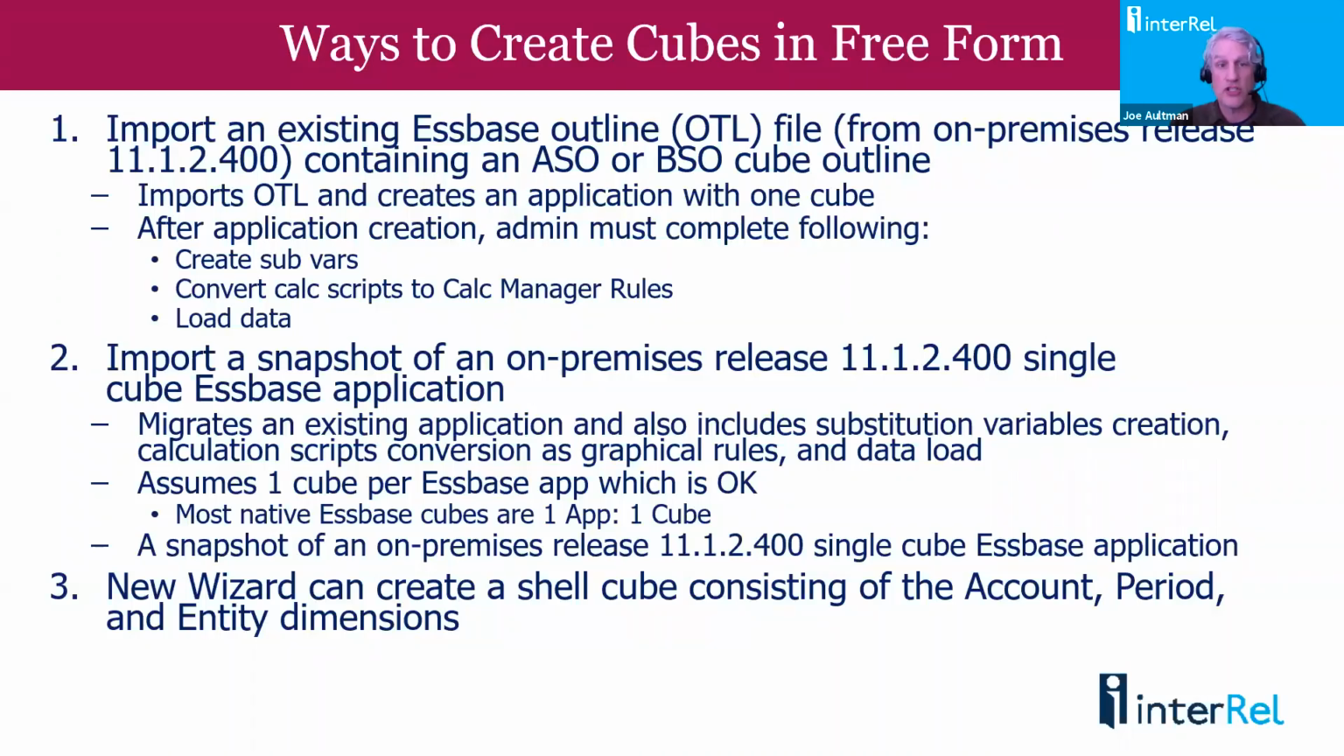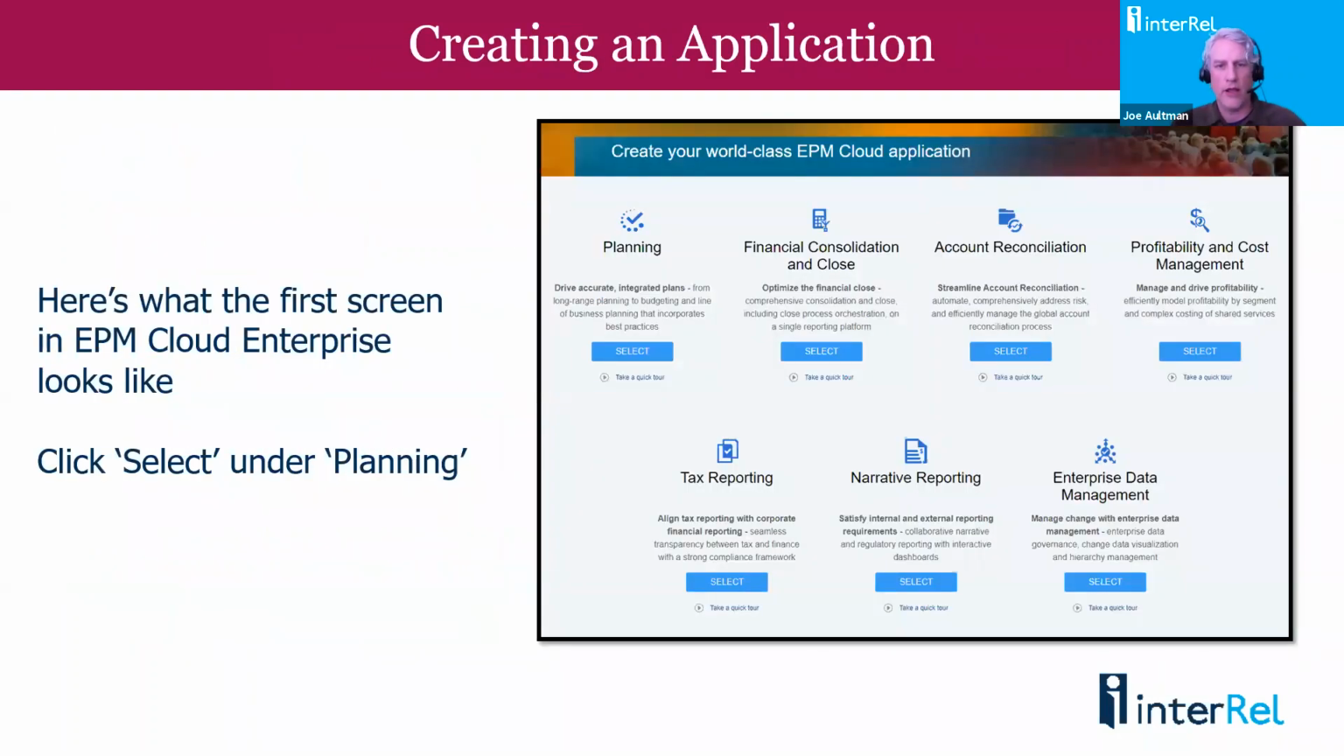There's the ability to just import an outline file. If you have one available, say you have an on-prem Essbase and your outline is out there in a file, I can bring that in. I can do a Lifecycle Management snapshot, so not just the outline, but also additional artifacts that I can pull out of an LCM import. And there's a new ability to create the cube through a wizard, so I can just walk through the interface on the cloud and get started with the cube, and then flesh it out afterward. I don't have to begin with an outline file or an LCM.